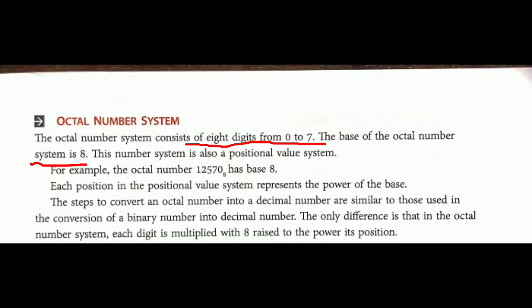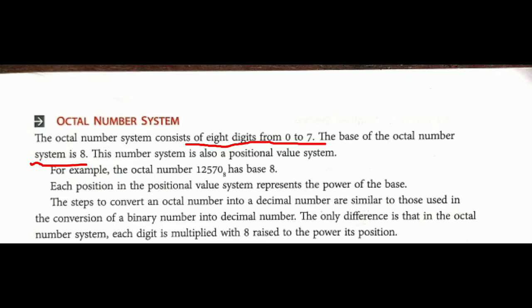The third type of number system is the octal number system. In the octal number system, there are totally 8 digits, and they are from 0 to 7. Since it consists of 8 digits, the base will be 8.